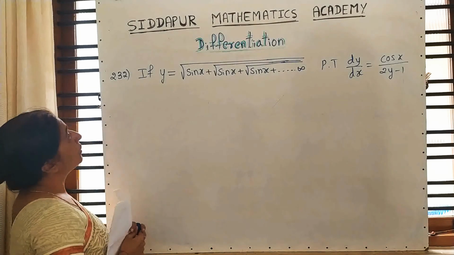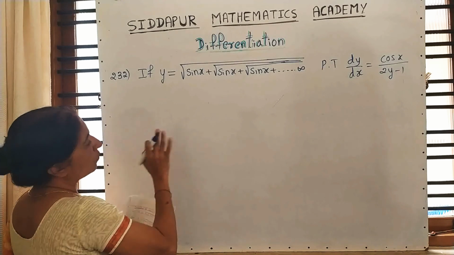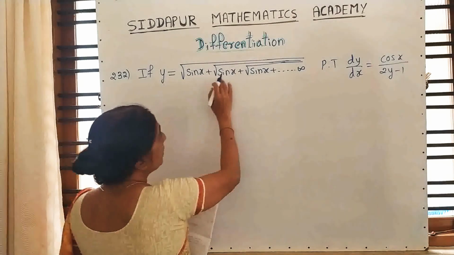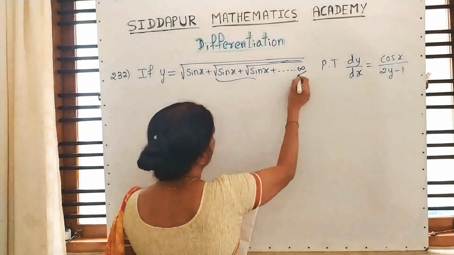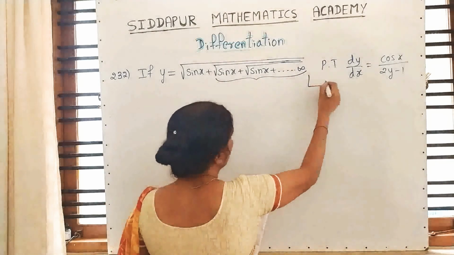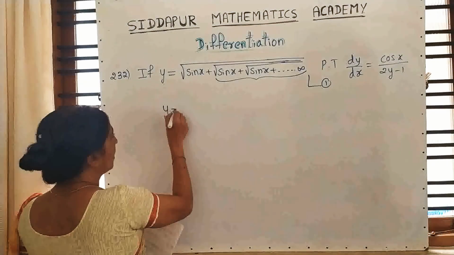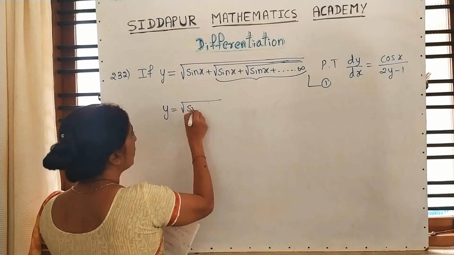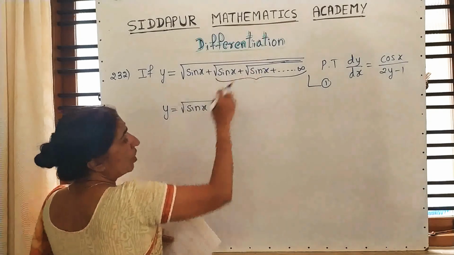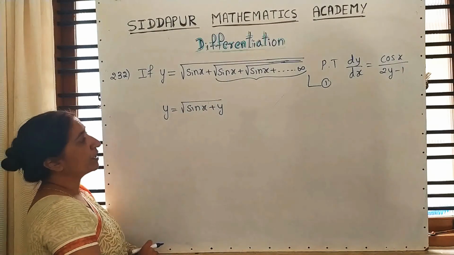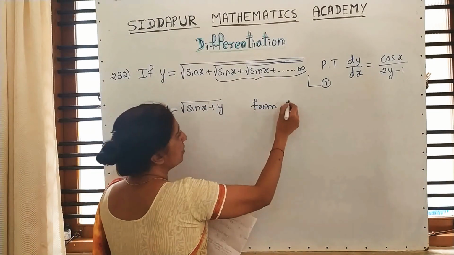Hello students, moving to the next question 232. If y is equal to, see here, how many root sin x are there up to infinity? Up to infinity means this I am calling first, this is equation 1, and whatever I marked, I am writing as y is equal to root of sin x plus y, correct? You cannot count how many root sin x because up to infinity. So like this we are writing from equation 1.